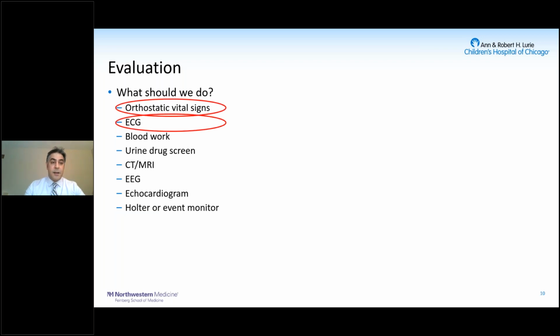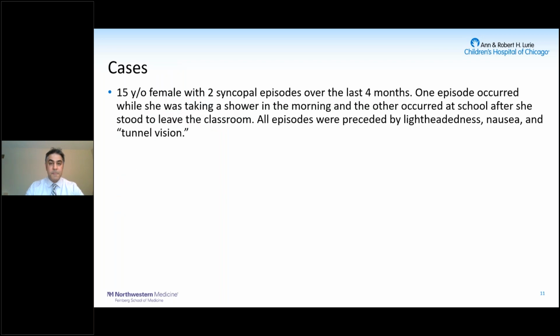In addition, which we'll talk about as far as doing an appropriate history and physical exam, in my opinion, it is very reasonable to do orthostatic vital signs, which I'll talk about in a little bit, and to do a baseline ECG in most patients. So these are just a few cases where I want us to think about it, and we'll come back and discuss these at the end.